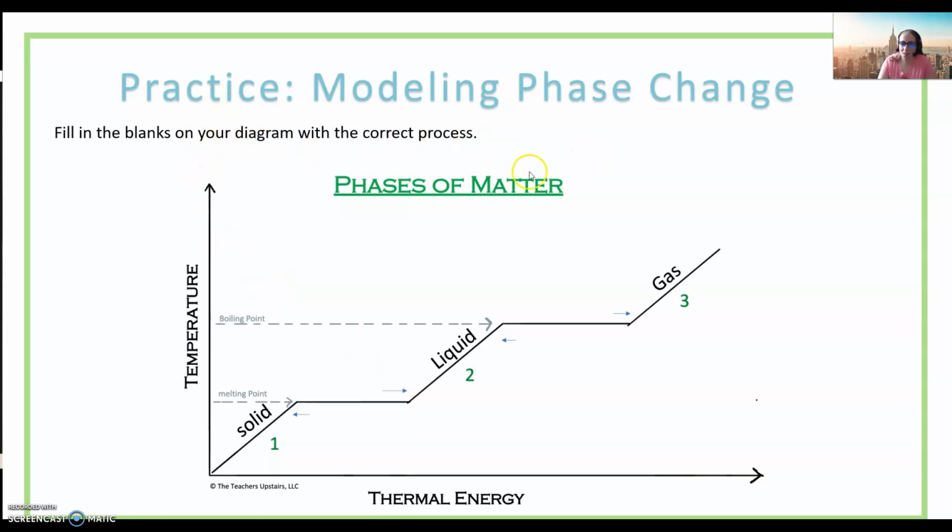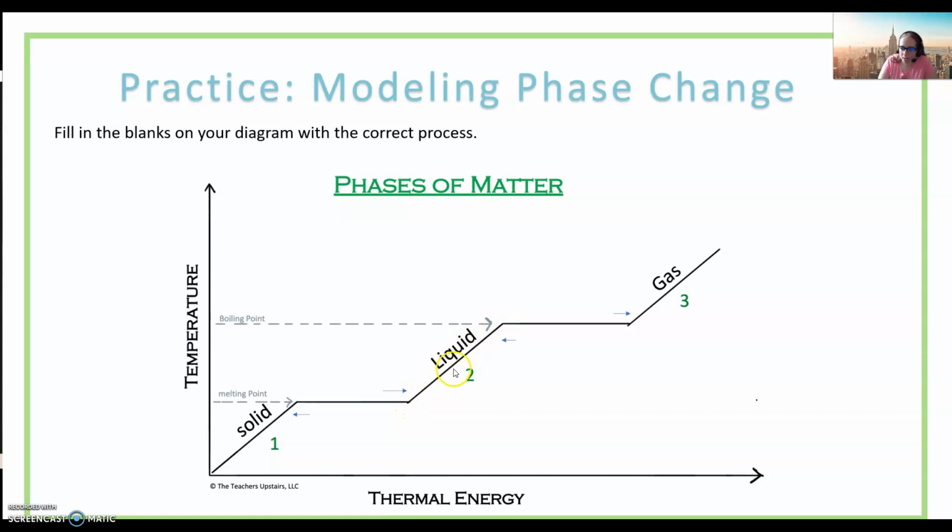Okay, modeling phase change. So you're going to fill in the blanks on your diagram. As the temperature increases, the thermal energy is going to change. As you increase the temperature, there's going to be an increase in thermal energy. And we go from solid to a point, and then the solid will keep melting until it all becomes a liquid and the temperature will raise.